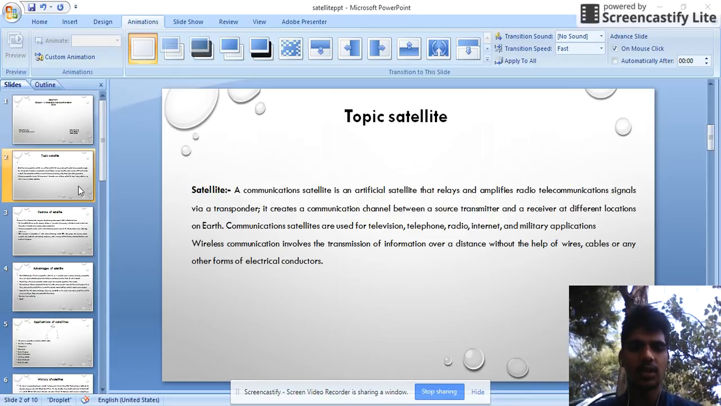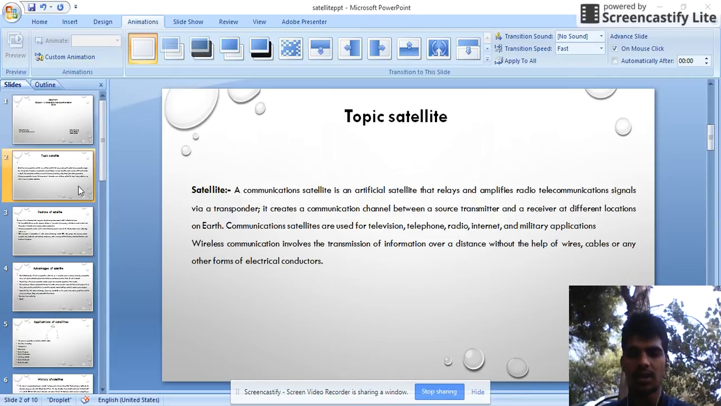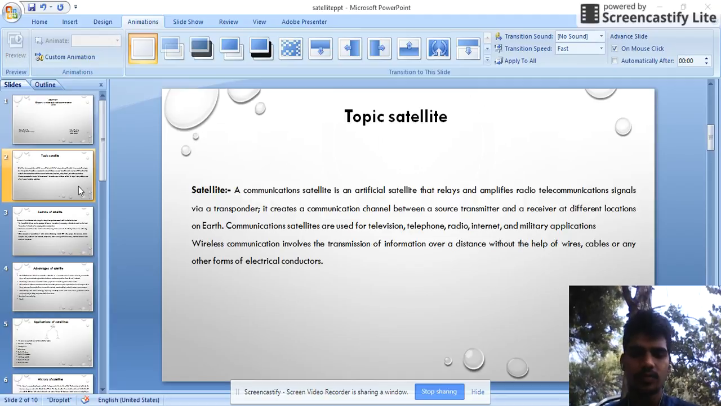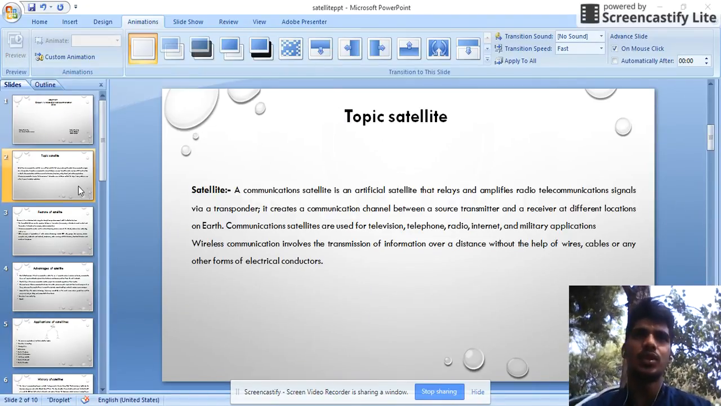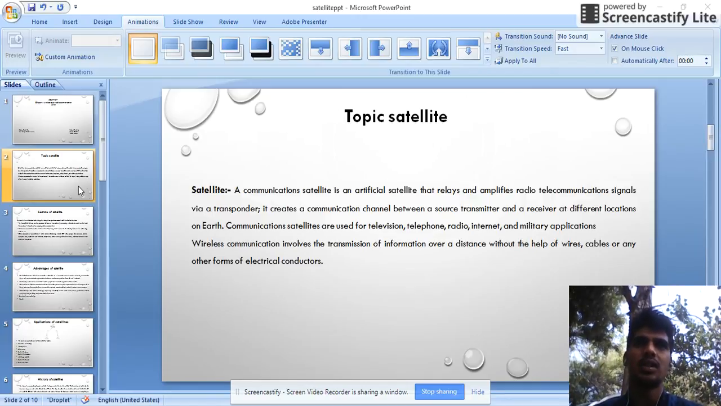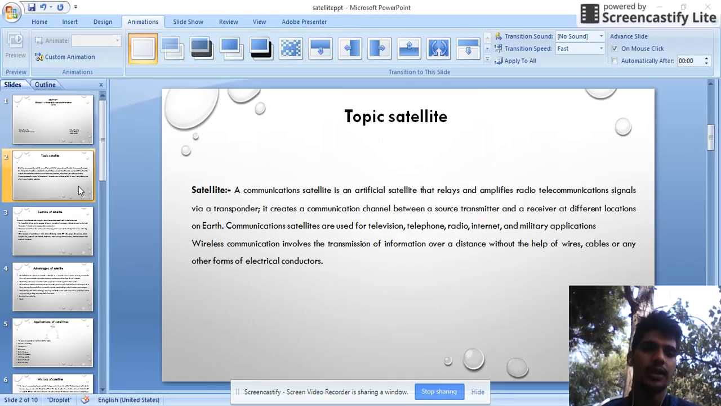Wireless communication enables transmission of information over a distance without the help of wire, cable, or any other form of electrical transmission. Satellite communication is nothing but communication between two different locations without any wiring. So this is how a satellite works.